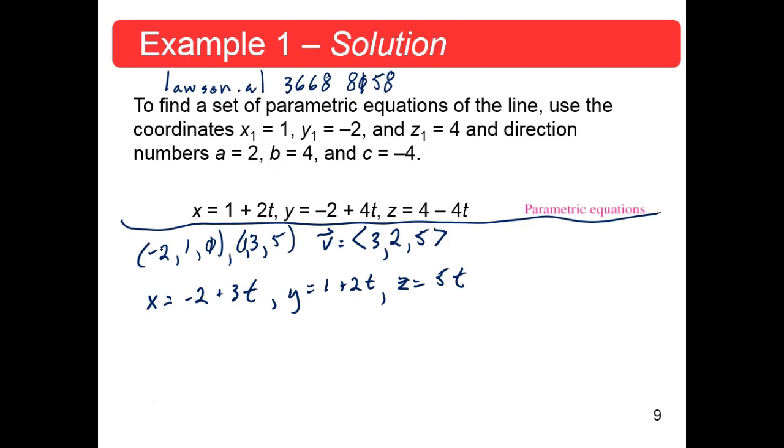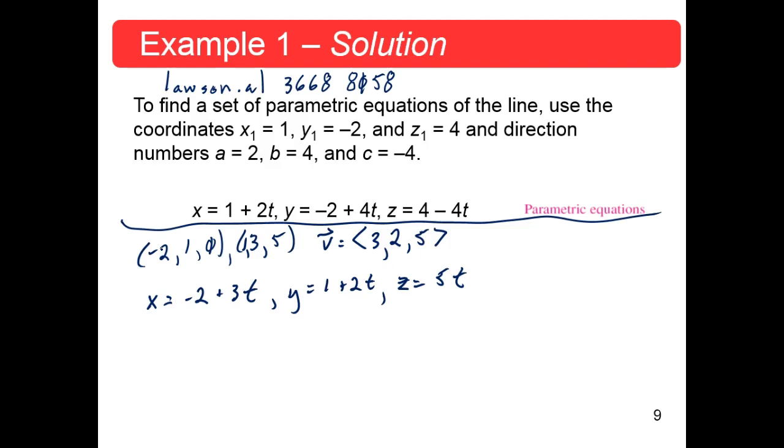So 1 minus the minus 2 is 3. There's the x component. 3 minus 1 is 2. There's the y component. 5 minus 0 is 5. That's the z component. So that is the vector that goes between those. These provide the coefficients for your parameters.